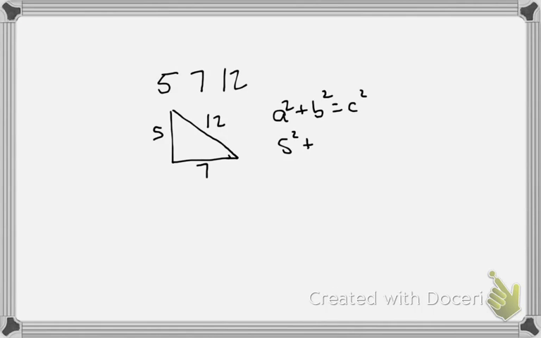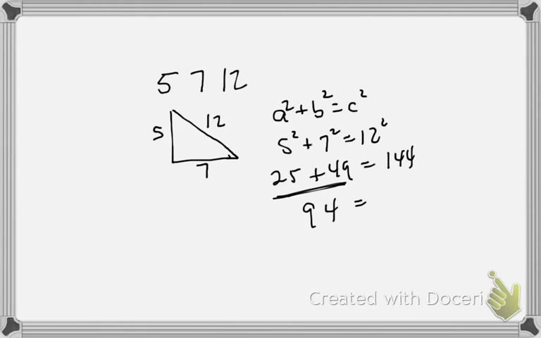So 5 squared plus 7 squared plus 12 squared. So we know this is 25 plus 49, and that's 144. So these two have to equal 144 for this to be a right triangle. And that's 74, looks like it's 94. 94 most definitely is not 144. So they don't equal, so this is not a right triangle. If these two did equal, it would.